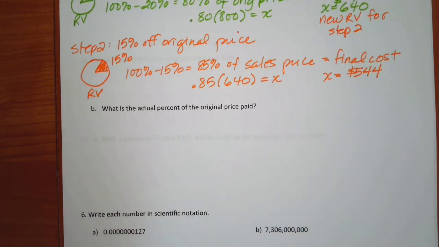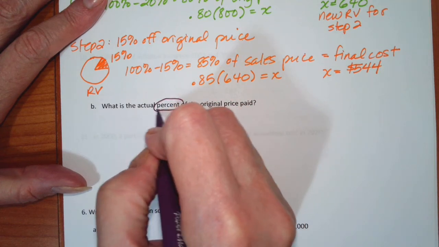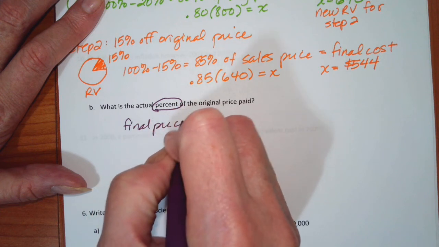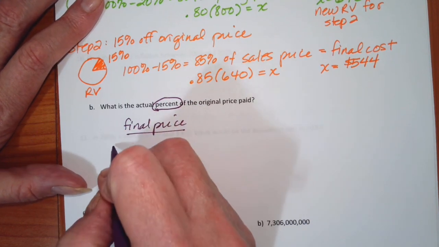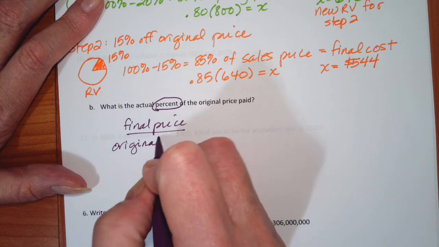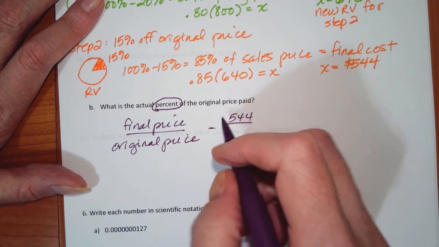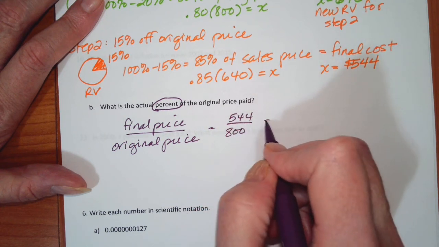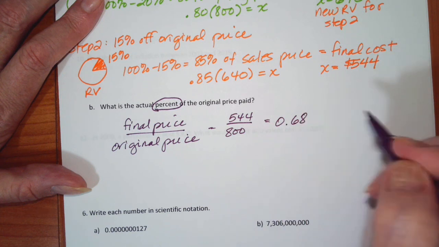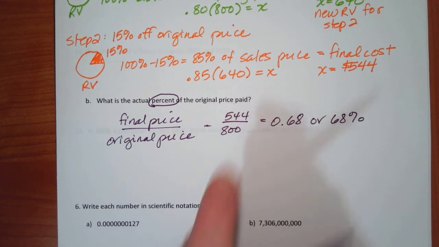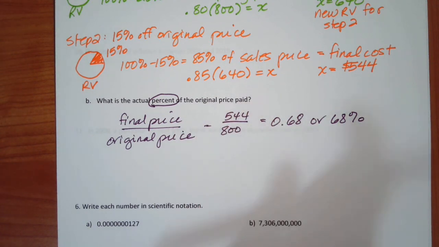Okay, so what is the actual percent off? Okay, well, we can figure that one. All we have to do is to find the percent. Of course, that's just a fraction. So it is just going to be the final price divided by the original price, which equals 544 over 800. That turns out to be 0.68 or 68%. And this is the percent of, not the percent off. Percent of.